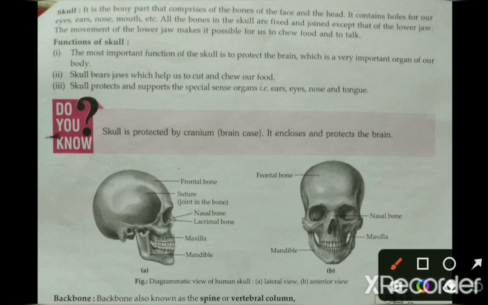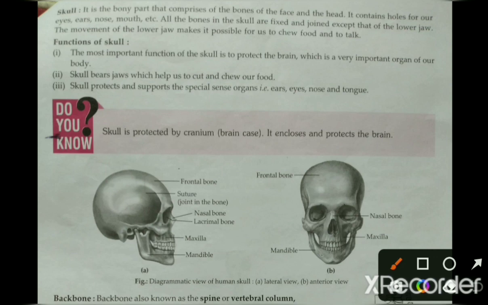Coming to the function of this skull, what is the function of the skull? You all know that it protects the brain, which is a very important organ for our body and controls the whole body, right? Also it bears the lower jaw, which helps us to chew the food, and also helps us to talk, sing, whatever, right? The skull protects and supports the sensory organs: eye, nose and tongue.